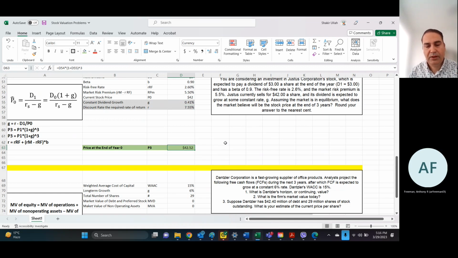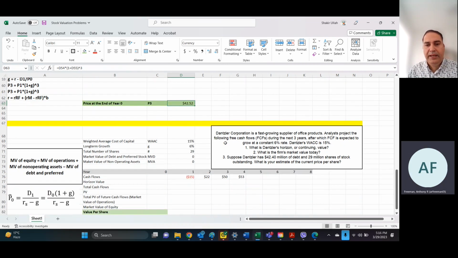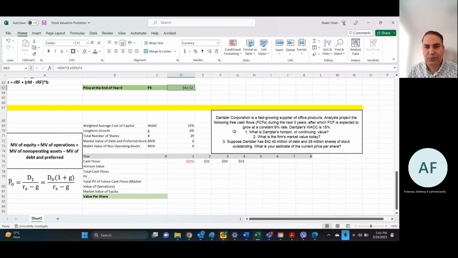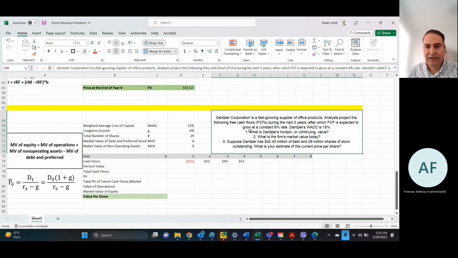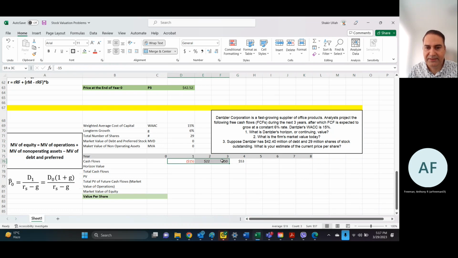Okay, now let's jump to the next one. And this is basically the discounted cash flows model. So this company is a fast-growing supplier of office products. Analysts project the following free cash flows. So they gave this data in a table, but I just pasted that data right here.